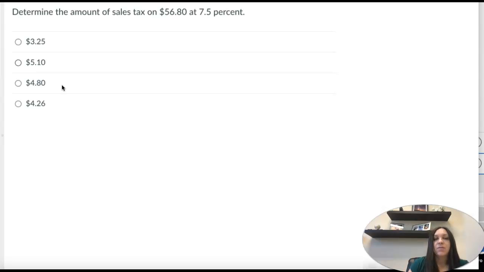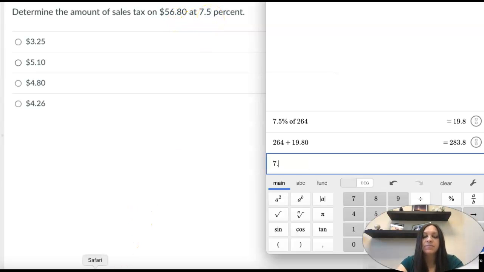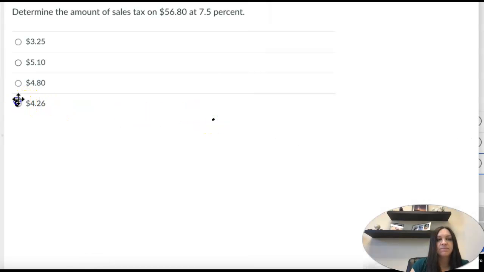Okay, so there's a couple more. Determine the amount of sales tax. It's 7.5% again. This time it's on $56.80. So the tax would be $4.26.